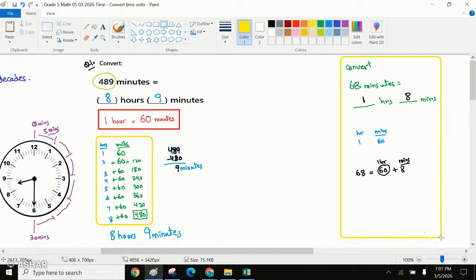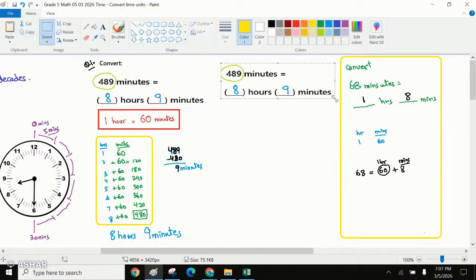This was just an example. Let's do the same question, 489, in an easier manner. An alternate way, but an easier way. Okay.